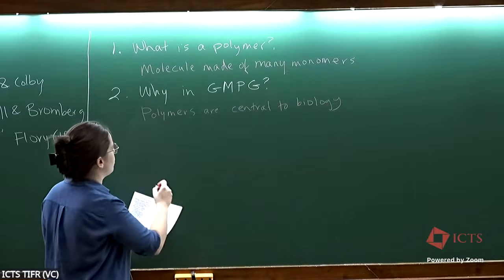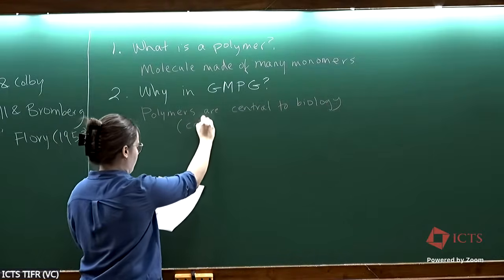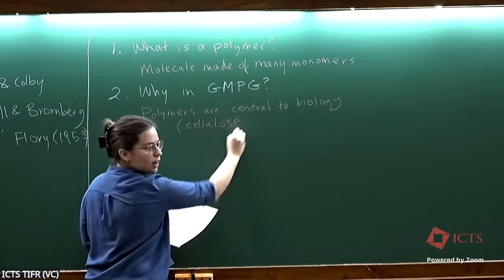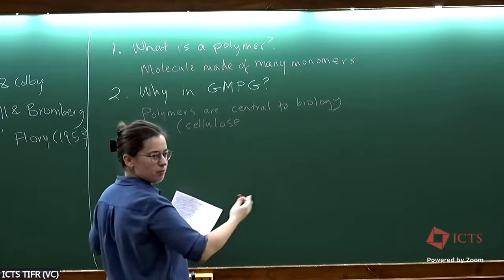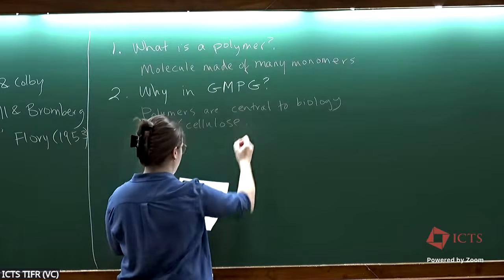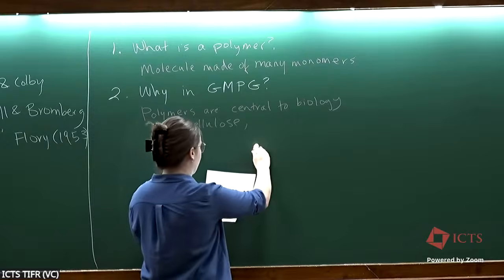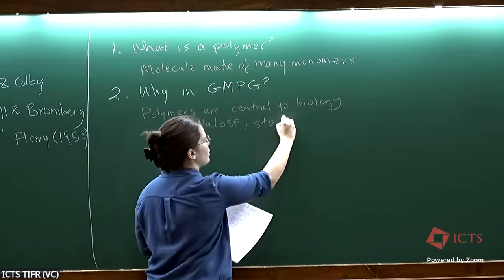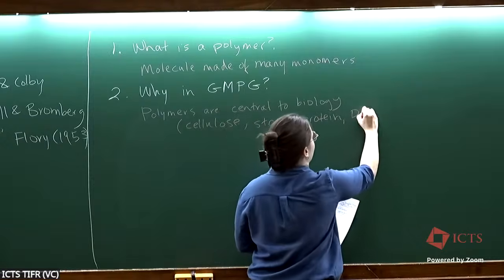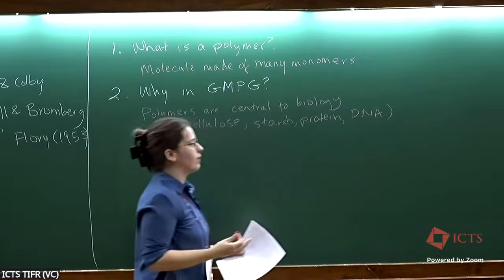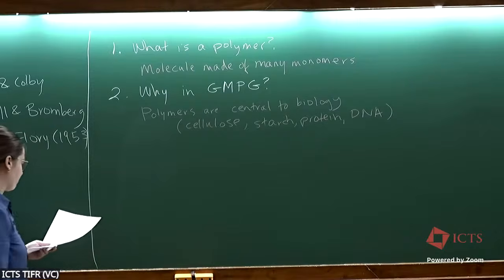Hadrian introduced one, I believe you said it is the most common, what was it? Most abundant biomolecule. Okay, so lots of cellulose out there, but also starch, protein, DNA. Understanding the mechanics of all of these things requires polymer physics.